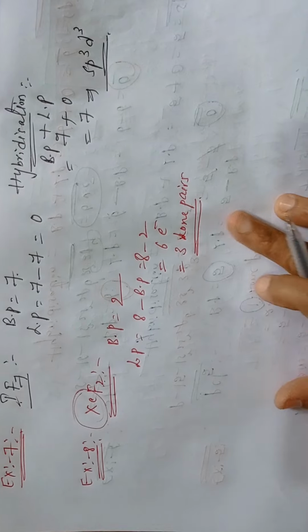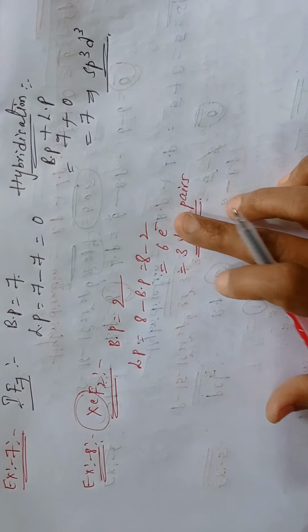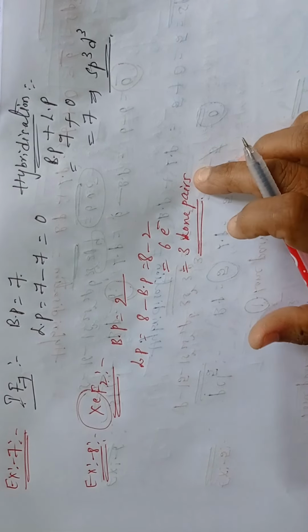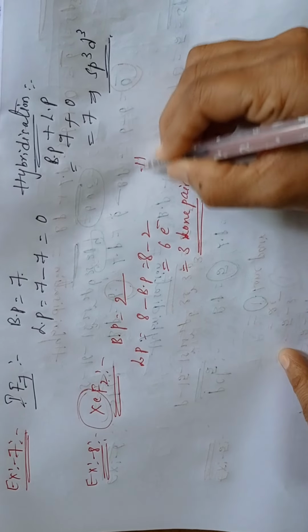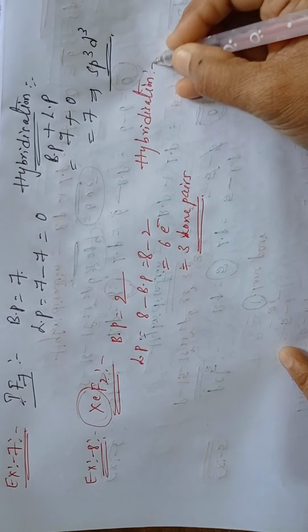6 electrons means 3 lone pairs. 2 electrons means 1 lone pair. Pairs means 2 electrons. 3 into 2, 6 electrons you will get. Are you clear? Now, hybridization, tell me, students, how to find it?